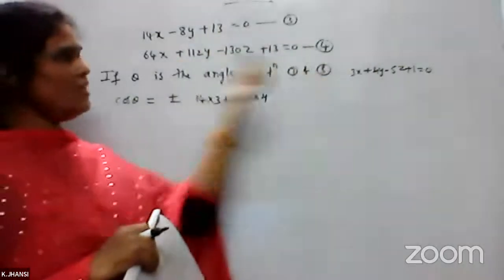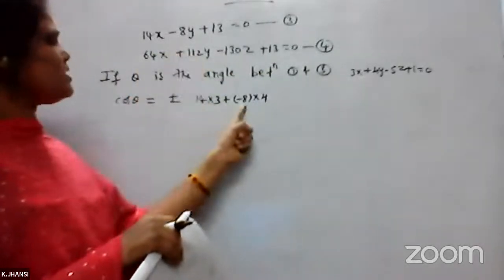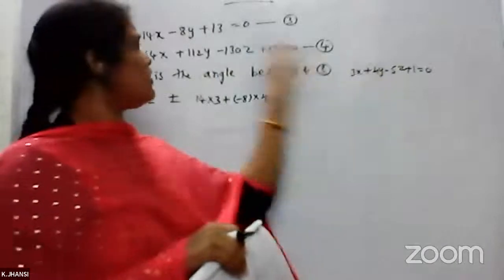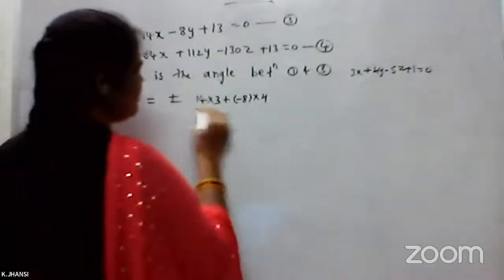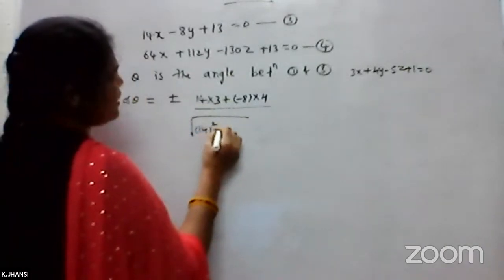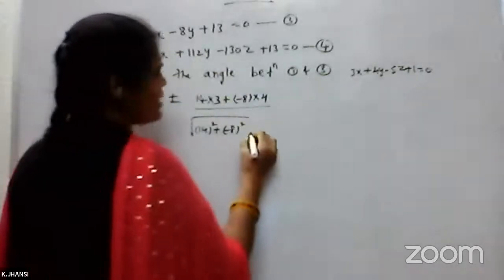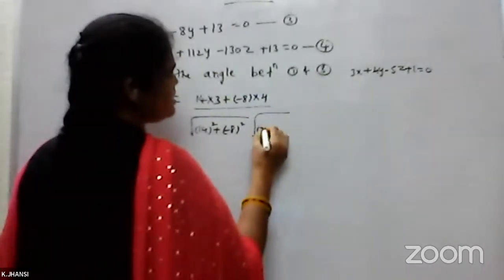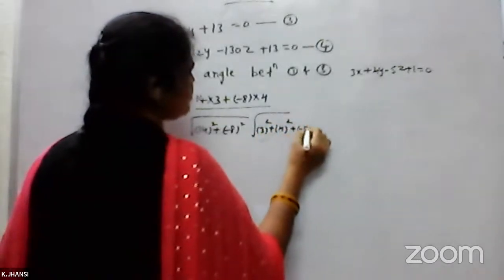So your constants will not come. So 14 into 3. Next you will have plus minus 8 into 4. So the z value here is 0. So 5 into 0 means you will get 0. So divided by the square root of this 14 whole square plus (-8) whole square. Here only two coefficients are there. Next one we have, that is 3 square plus 4 square plus (-5) whole square.